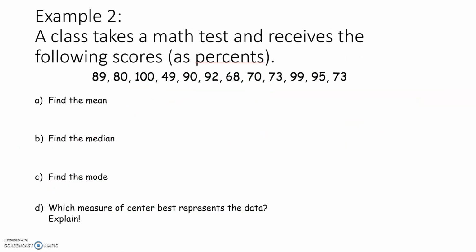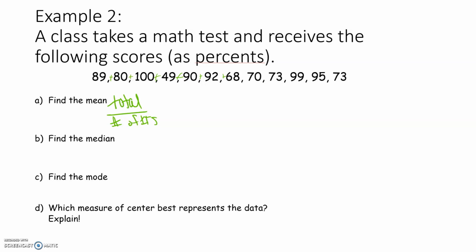Okay, example 2. A class takes a math test and receives the following scores as percents. So all my scores are listed here, 89%, 80%, 100%, and so on. Okay, so what we're looking for is to start with the mean. Go ahead and pause the video if you want to here, and we're going to add all of these numbers together so that we can figure out what our mean is. So remember, that is total over the number of numbers.